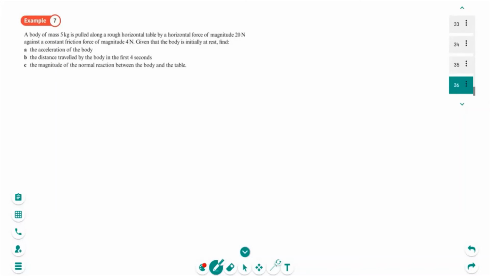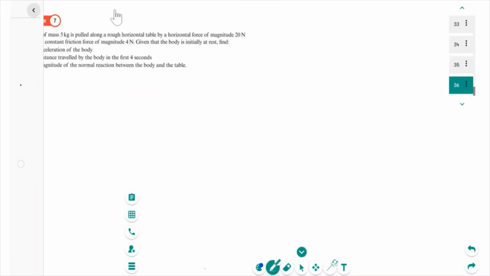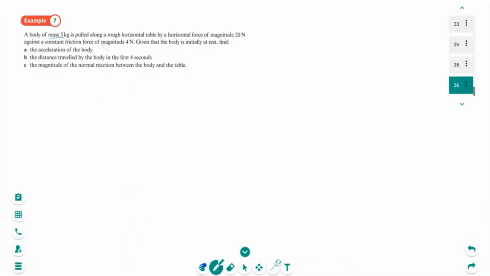Okay, you've got a body of mass, okay, 5 kilos, pulled along a rough horizontal table. Okay, so start by drawing it out. So you've got a table. You have a body of mass 5 kilos. Okay, so that's my 5 kilo mass.